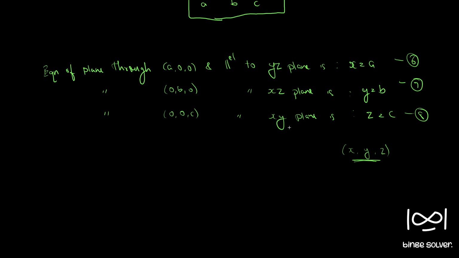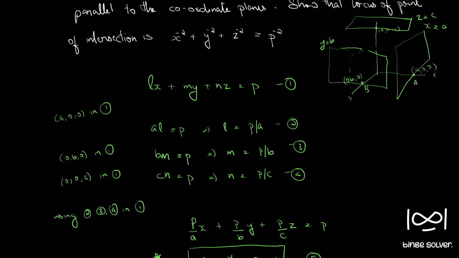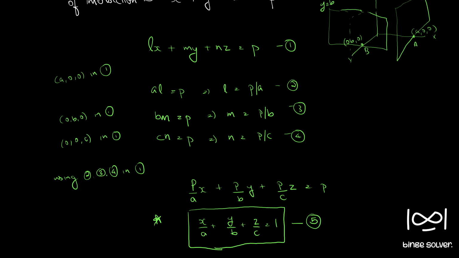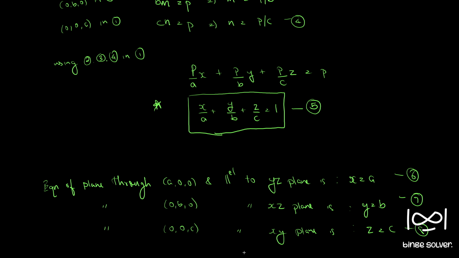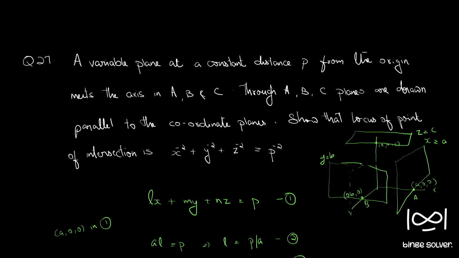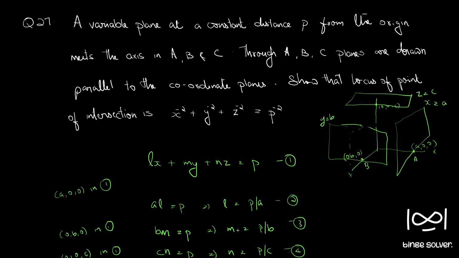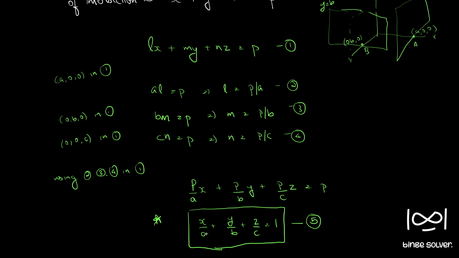Now we have to find the locus. So x, y, z changes, and we need to find a relation between x, y, z which satisfies all these conditions. So a, b, c are changing, and the point of intersection x, y, z will change according to how a, b, c change. So we need to find a relation between x, y, z from the relation between a, b, c. We already have a relation between a, b, c. Now the only constant given is the distance p. Now we have to see what is the relation between p and this a, b, c.